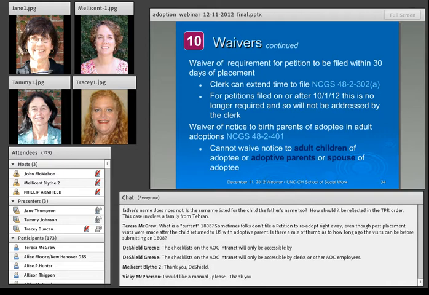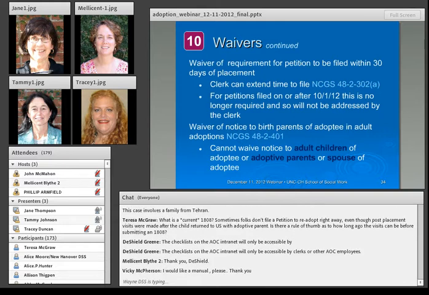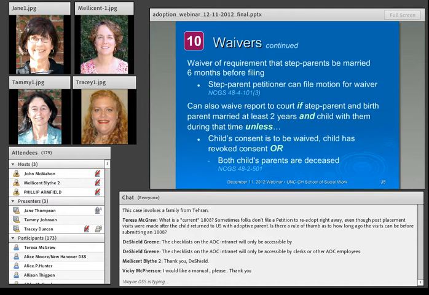If they are served the 30-day notice, we just need the green card, the certified mail, along with an affidavit of service attached to it. Or the adoptive parents or spouse of the adoptee also must be served.